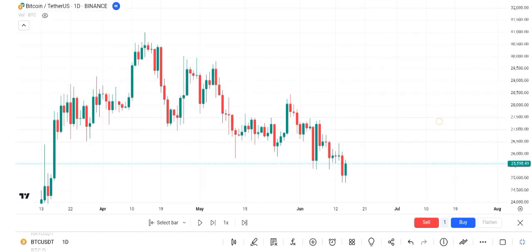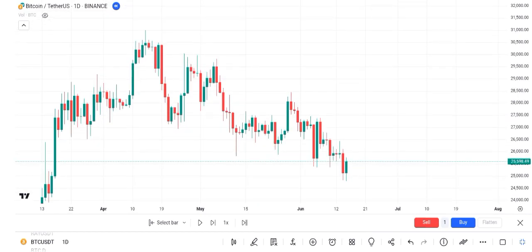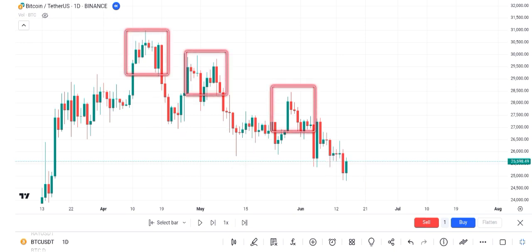In this video, I will discuss the falling wedge pattern. What is a falling wedge pattern and how to trade it? So in this pattern, the price is in a downtrend. It means that the support and resistance levels of the price keep getting decreased.